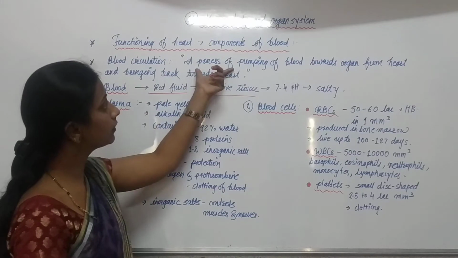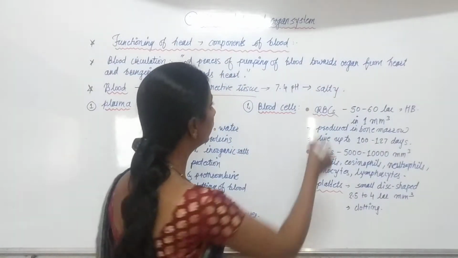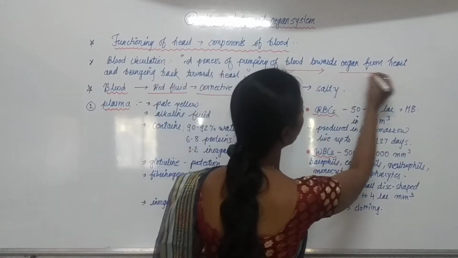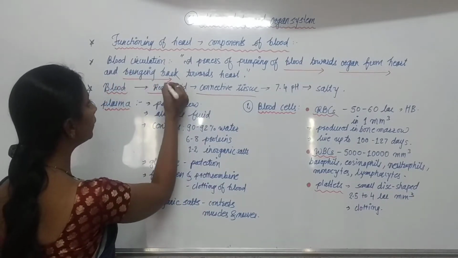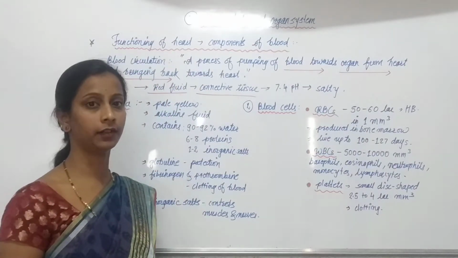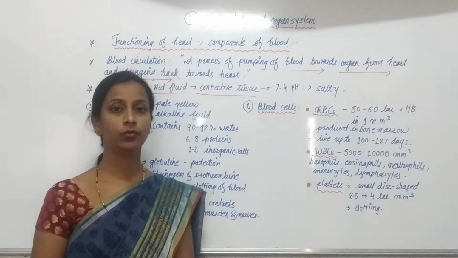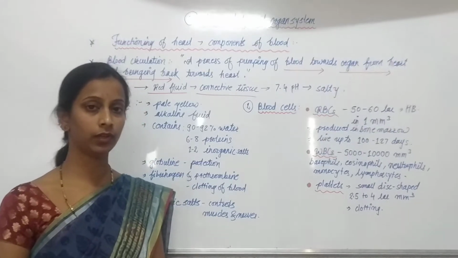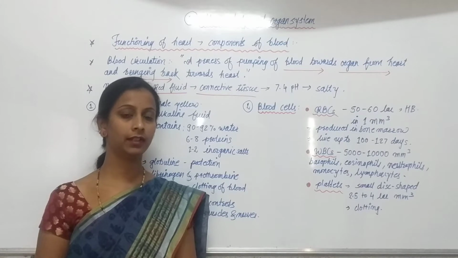So, the process of pumping of blood towards organ. Here, it is important: towards organ from heart and bringing it back towards heart. Such process is known as blood circulation. Now, we will study in detail about blood and their components. Okay. So, first we will see how the human blood is.